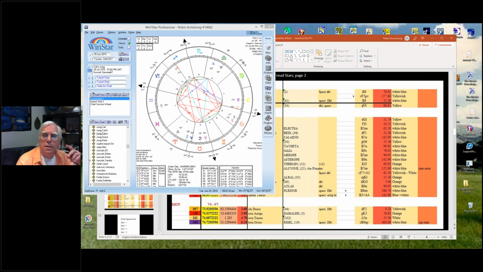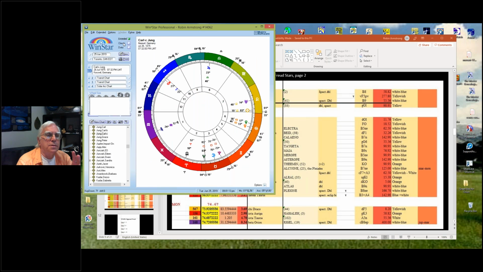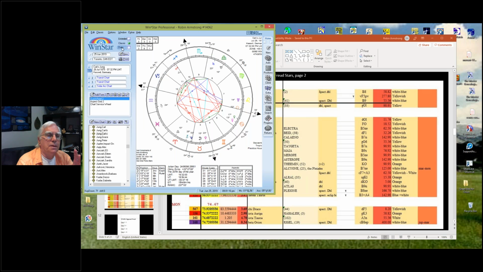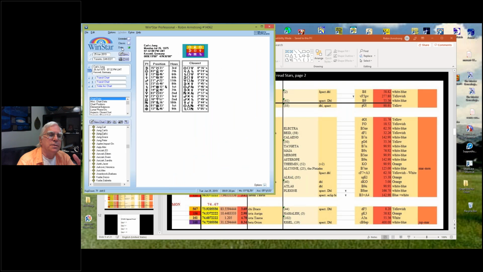Up in the top left, there's the chart: Sin 1 star. There's Extended, there's Classic. I run it in Classic. The Extended gives you colored charts and other wheels like that, which are good for working on the screen. There's a data section. You click on the data section. We're in Carl Jung's chart, and you go down.